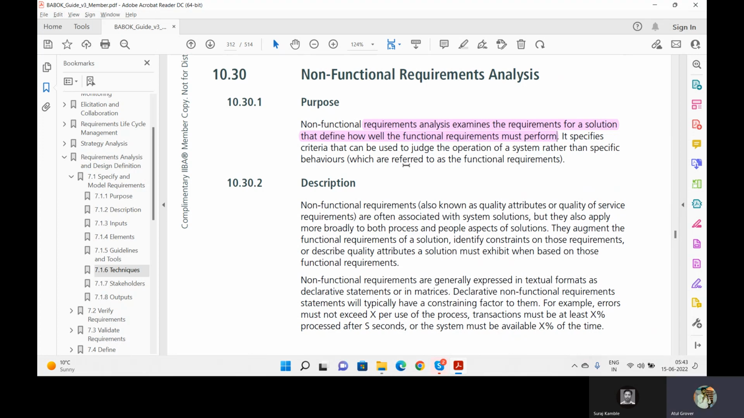Okay. So non-functional requirement is also known as the quality attribute. That is, brother, if this is there, it will be better.